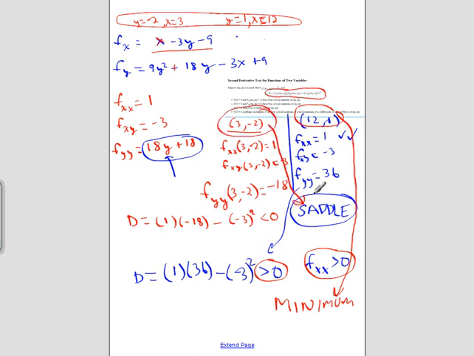Takes a little bit of work, but it's a tried and true method where we can identify critical points and then whether or not they're maxes or mins.